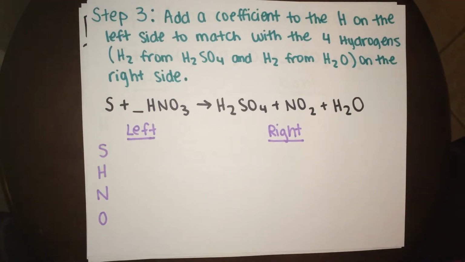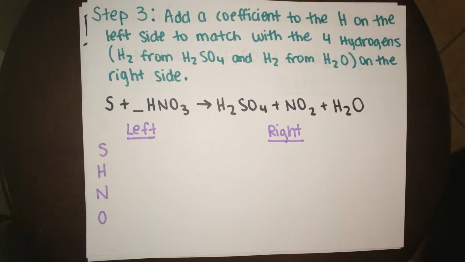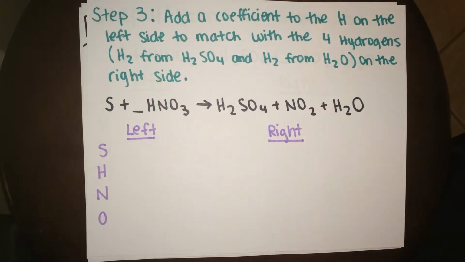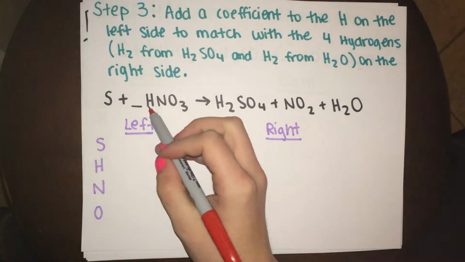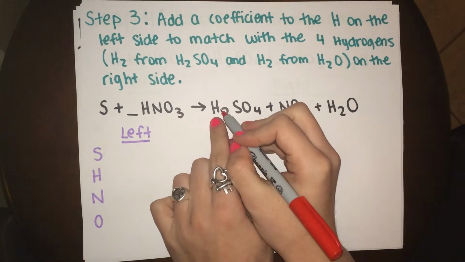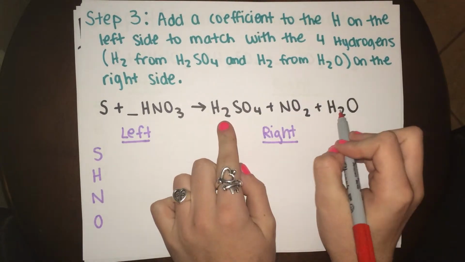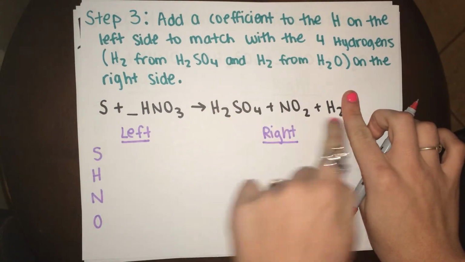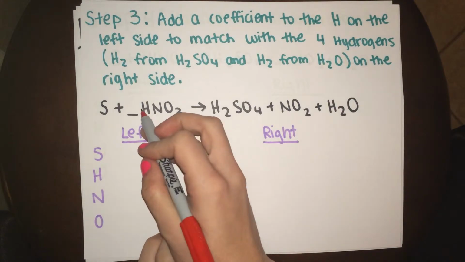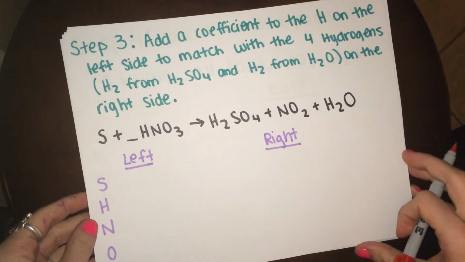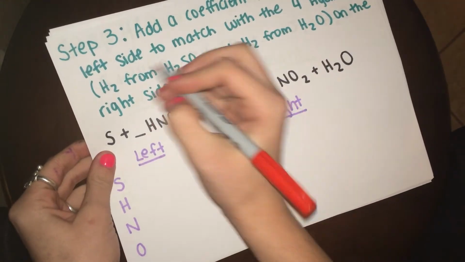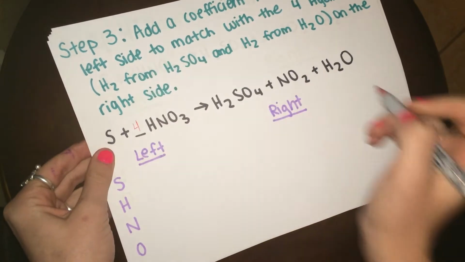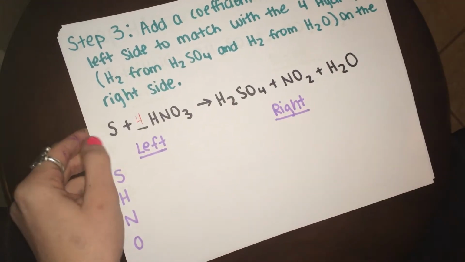Step 3, add a coefficient to the H on the left side to match with the 4 hydrogens. So right here, you're going to add a coefficient to match with the 4 hydrogens that you get from this and from this. So just ignore these for a while. You see H2, H2. That means that there's 4 hydrogens. There's only 1 hydrogen here. So what you're going to need to do is add a 4 in front of this hydrogen to make it equal to these 4 hydrogens.